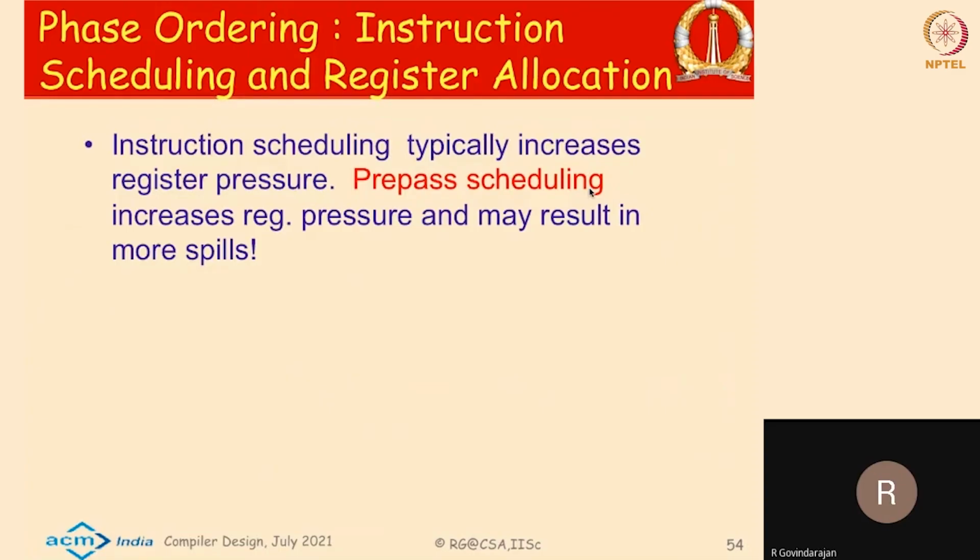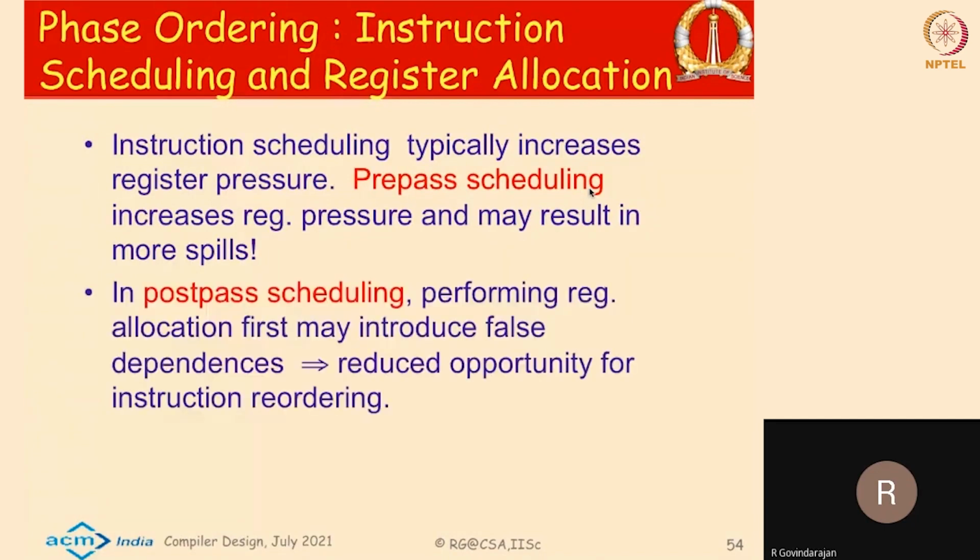So in pre-pass scheduling, you do instruction scheduling first, which increases the register pressure, and therefore you may incur more spills. Whereas in post-pass scheduling, you do register allocation first, and doing register allocation first essentially introduces anti and output dependencies, which prevent some forms of instruction reordering. Therefore, you lose certain opportunities for exposing parallelism, right? So these are the two things that conflict with each other.